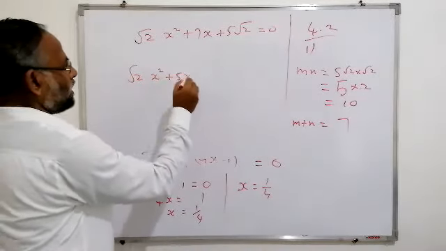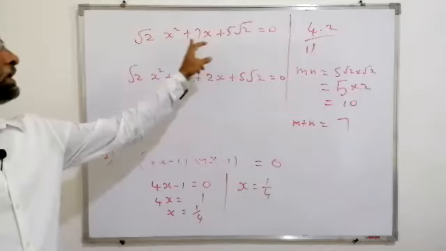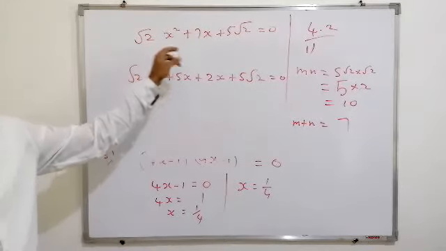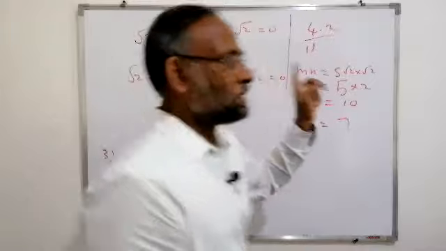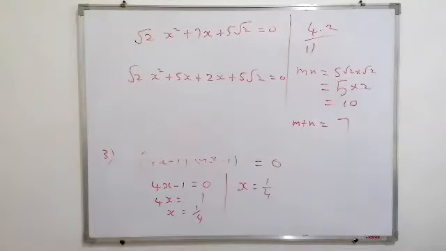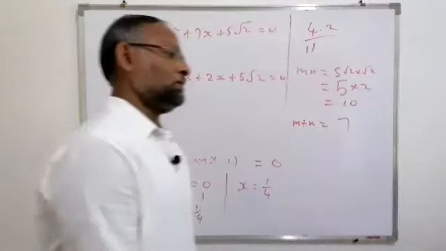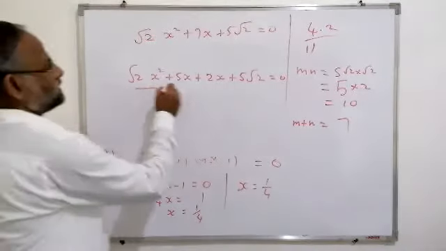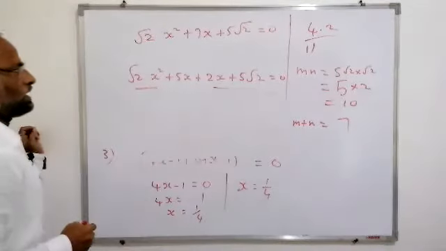Split the middle term. 5x plus 2x is equal to 7x. Don't touch this, boy. Don't touch this child, because within the middle term, okay, fine, 5 and 2. Now see, we have to arrange. That is also easy. You are experts in that now.